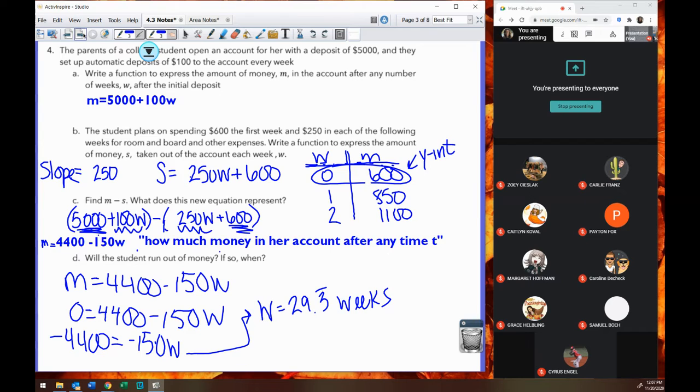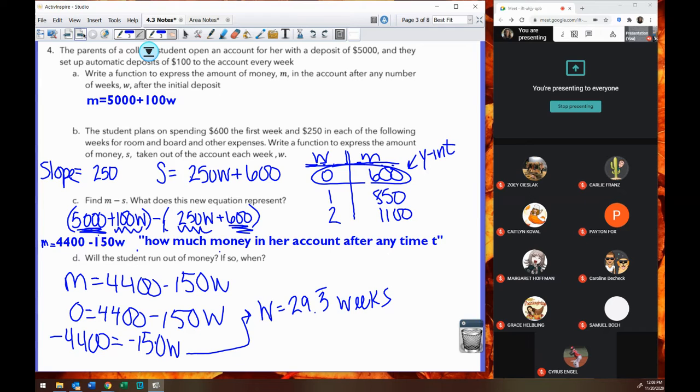How did you make that last equation there? This one? So for part C, and this is so messy, it's driving me nuts that I wrote this so messy. You subtracted the amount that she is getting minus the amount that she's spending. Right, how much money is in her account minus how much she's spending. So I subtracted my like terms. 5,000 minus 600 is 4,400. 100W minus 250W is negative 150W.